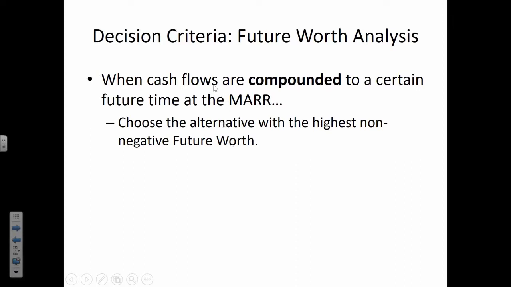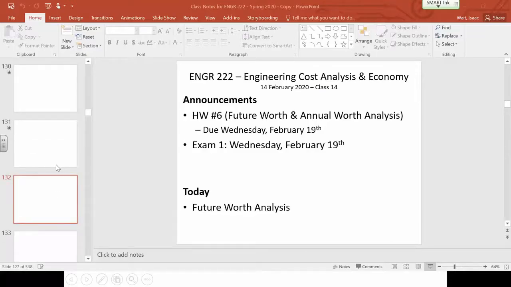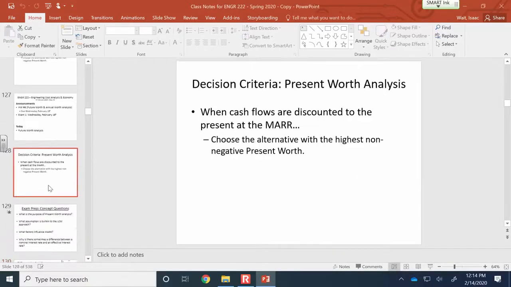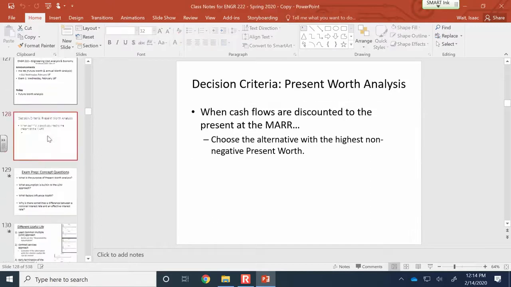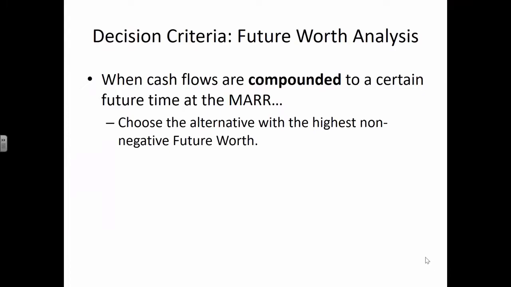Now the difference is that first slide, if I jump back to that briefly, when we were comparing the decision criteria for the present worth analysis, this said when cash flows are discounted to the present. So remember, discounting is when you're moving money backwards through time and the amounts get smaller. Compounding is when you're moving money forwards in time.